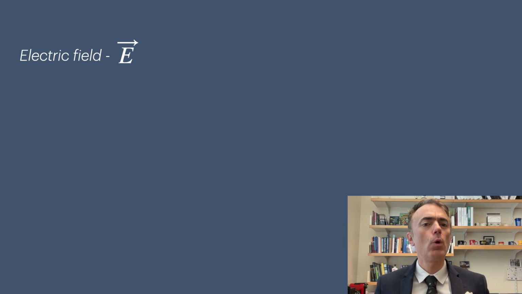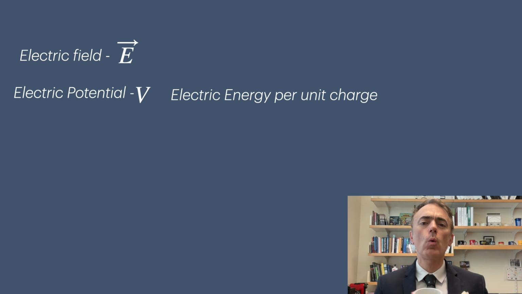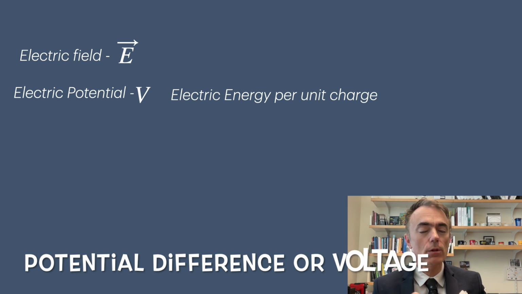Electric potential, symbolized as V, is a scalar quantity that represents the potential energy per unit charge at a certain point in space due to the electric field. The difference in potential between 2 points is known as the potential difference, or voltage.